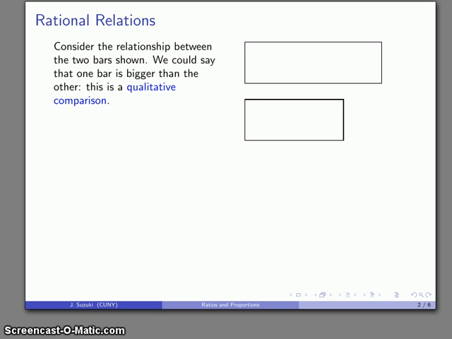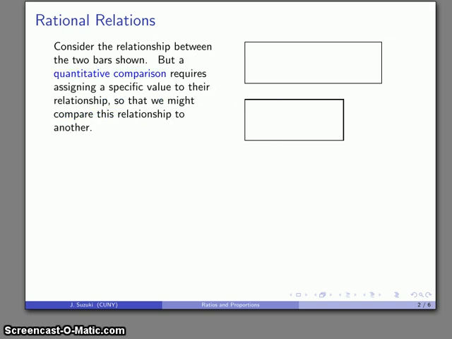We could say that this one is bigger than the other one, and this is a qualitative comparison. It refers to a quality that the one bar has relative to the other, the quality of being bigger or the quality of being smaller. However, a quantitative comparison requires that we assign a specific value to the relationship, mostly so that we might be able to compare the relationship that these two have to each other to some other relationship that two other things might have to each other. So the question is, how can we produce a quantifiable relationship between the two objects?